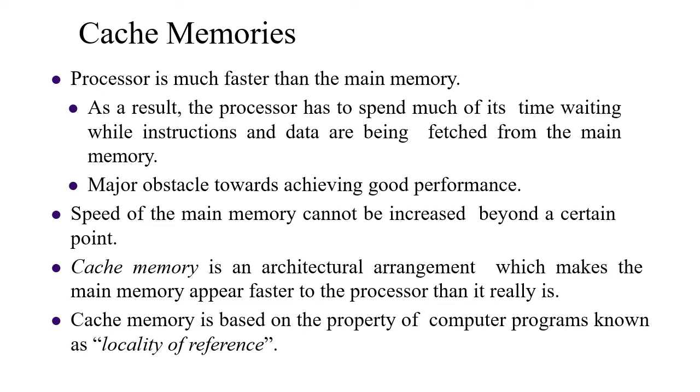We know that the programs and the data are stored in the memory, from which they are transferred to the processor. So the processor has to spend much of its time waiting to receive the data being transferred from the main memory. That is a major drawback in achieving good performance in any processor. The speed of the processor depends on how fast the data is transferred between the main memory and the processor.